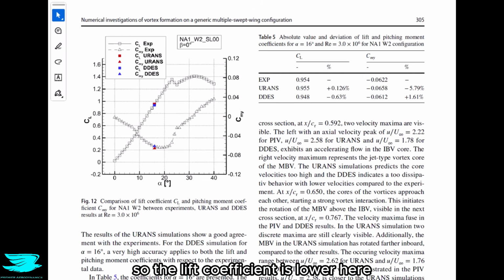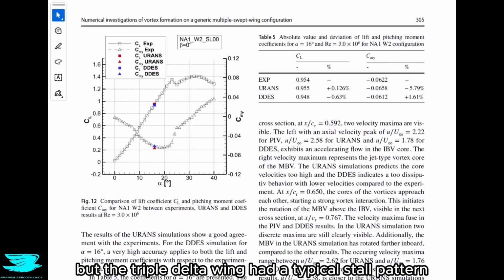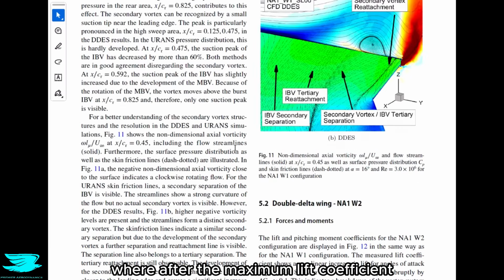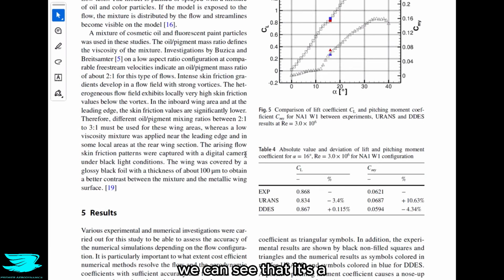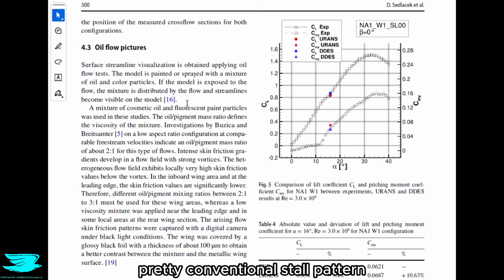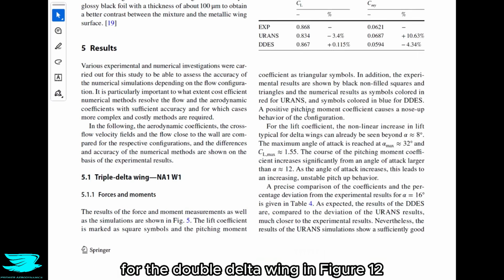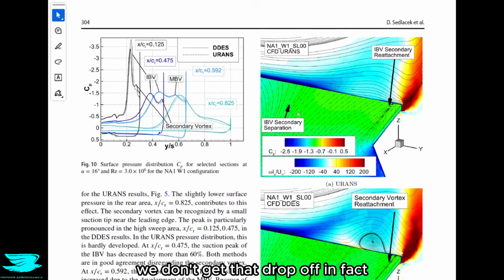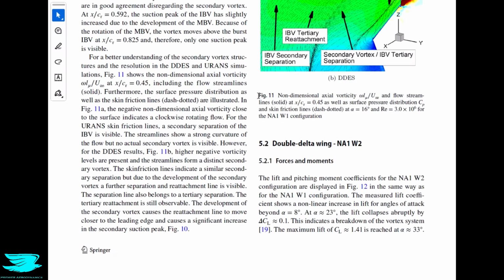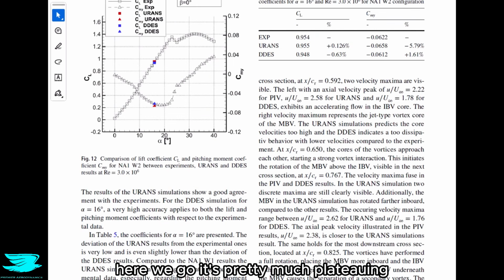So the maximum lift coefficient is lower here, but the triple delta wing had a typical stall pattern where, after the maximum lift coefficient, so if we scroll back up to that plot, we can see that it's a pretty conventional stall pattern. After that maximum lift coefficient, the lift coefficient then started to drop off. For the double delta wing in figure 12, we don't get that drop off. In fact, here we go. It's pretty much plateauing.